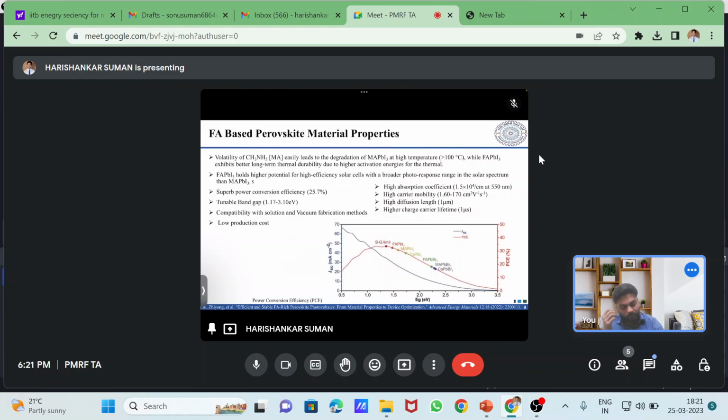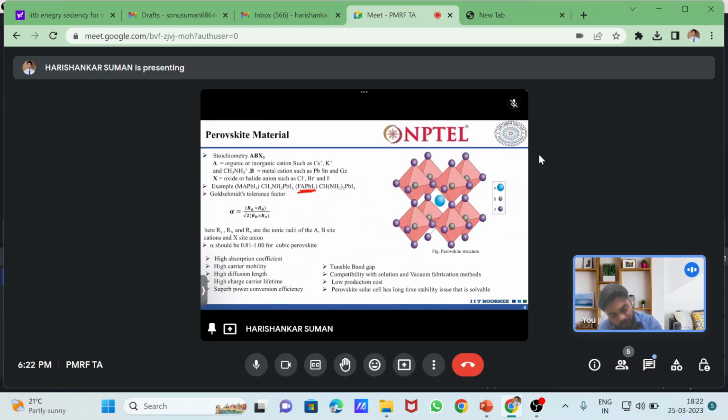So I am working on FA based perovskite solar cell. Why? MA-based perovskite is volatile in nature, and due to that degradation, it easily degrades at higher temperature, around above 100 degrees, while FA based, FA means formamidinium. What is FA? We have already shown you. FA here, CH(NH2)2 lead iodide.